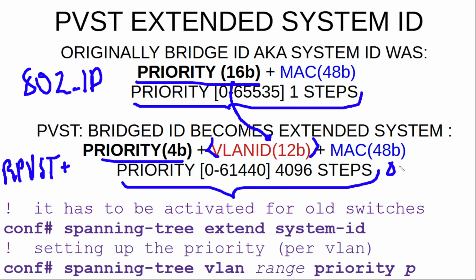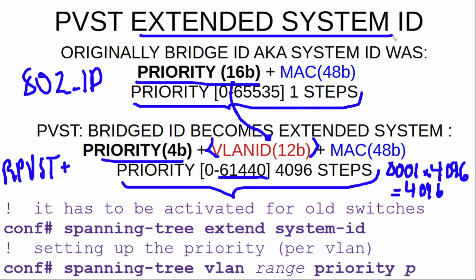So if you go for the first value, you have to multiply that by 4096. So the first value that you can establish, besides 0, will be 4096, and you can go from there up to this number. So be aware that we are using fewer bits to establish the priority. This is known as extended system ID.